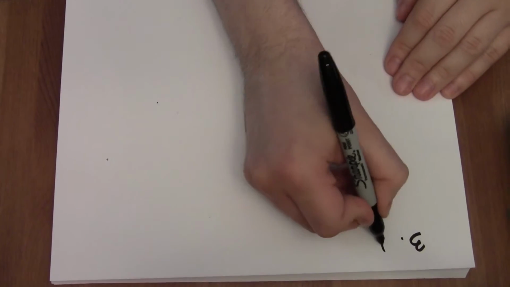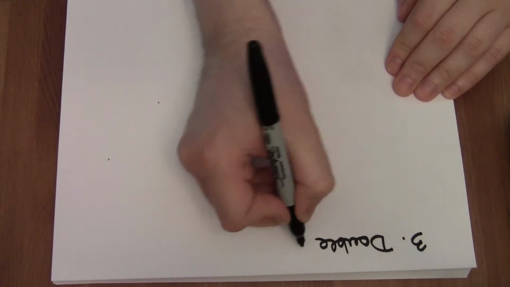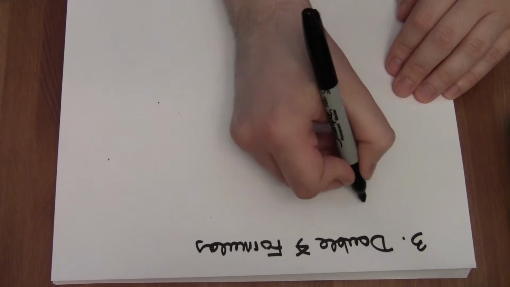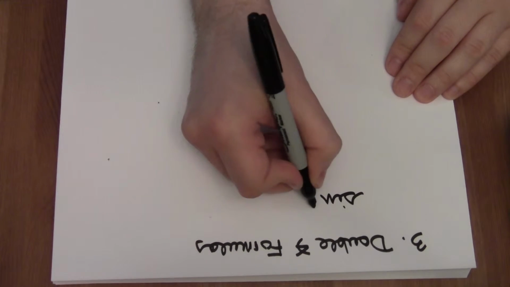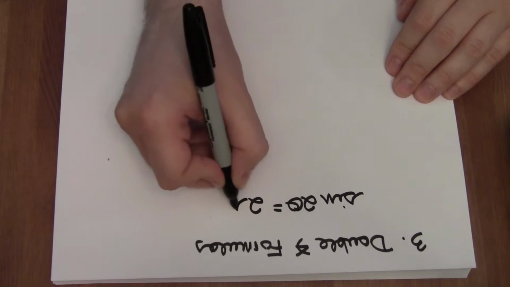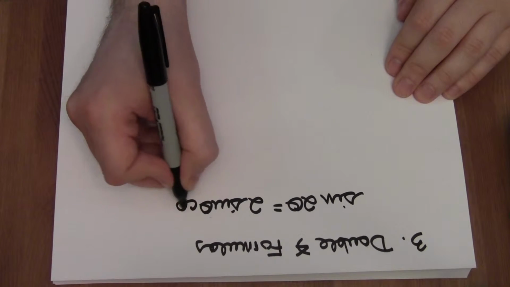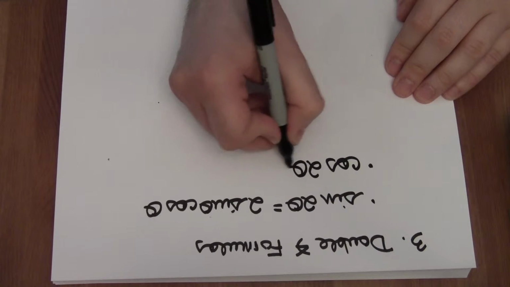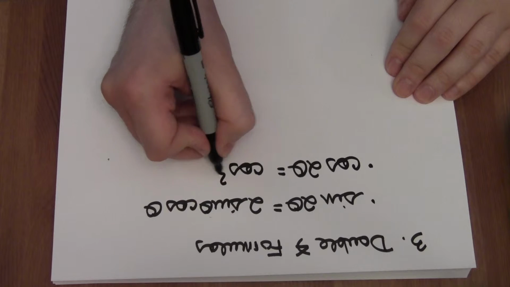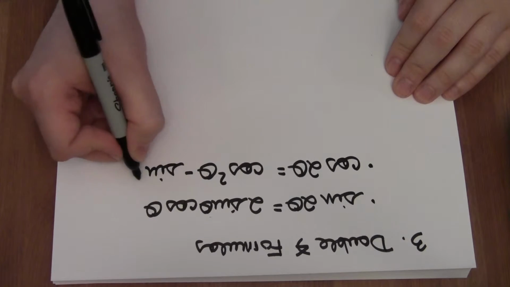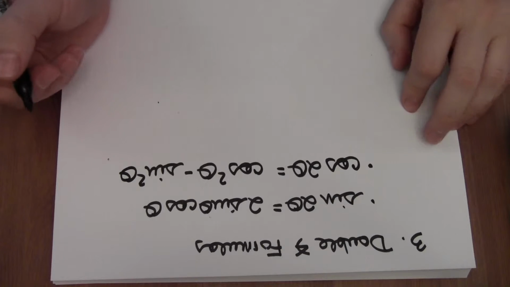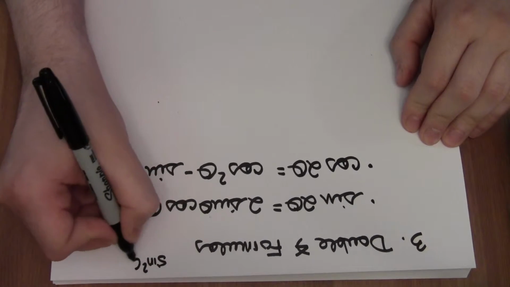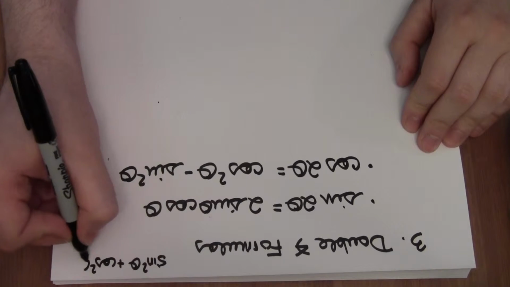Finally, we have our double angle formulas. First, we have the sine of 2 theta equals 2 sine theta cosine theta. The cosine of 2 theta equals cosine squared theta minus sine squared theta. But actually, there are two other ways we can write that one as well that go back to our Pythagorean identity. Sine squared theta plus cosine squared theta equals 1.